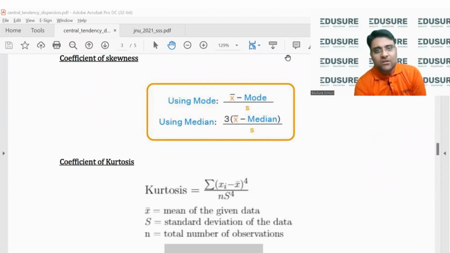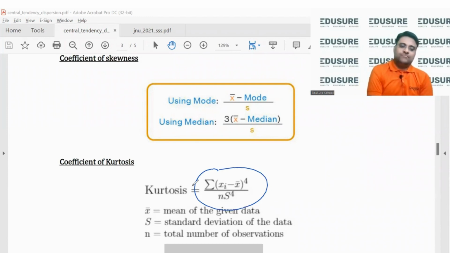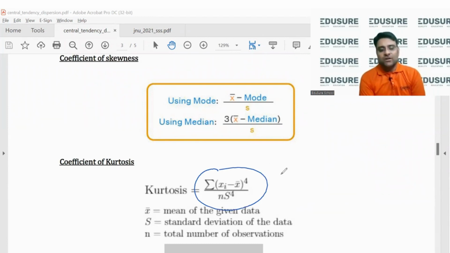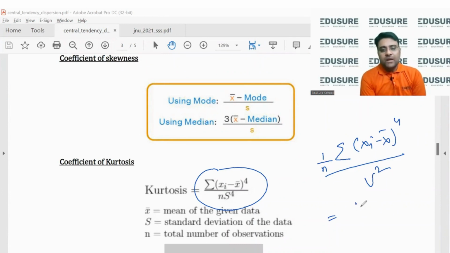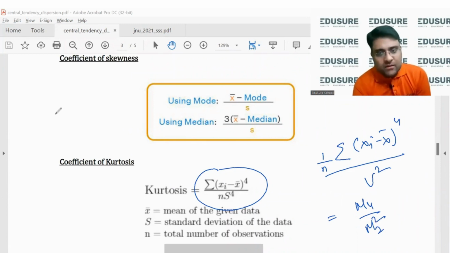Okay, and what is the measure of kurtosis? This is the measure of kurtosis. This is the most common measure of kurtosis. This is nothing but 1 by n summation xi minus x bar to the power 4 by variance square. This is nothing but m4 by m2 square, where m4 is the fourth order central moment and m2 is the second order central moment. m2 is nothing but the variance. Okay, so this is a measure of kurtosis.